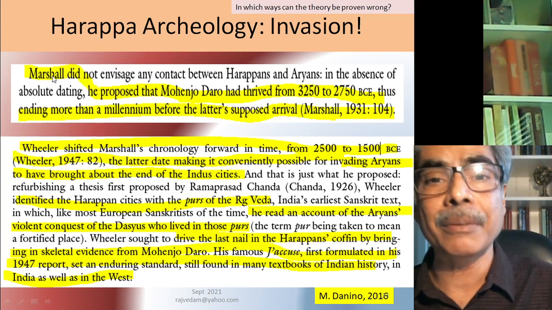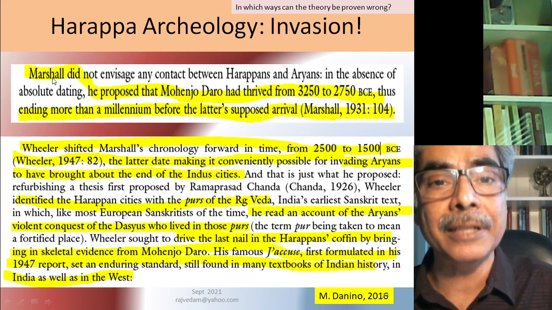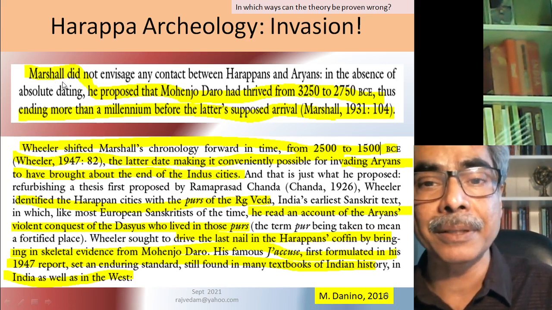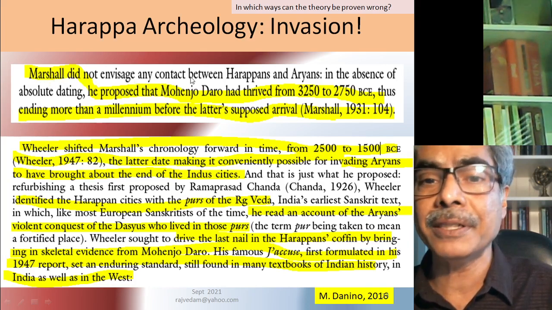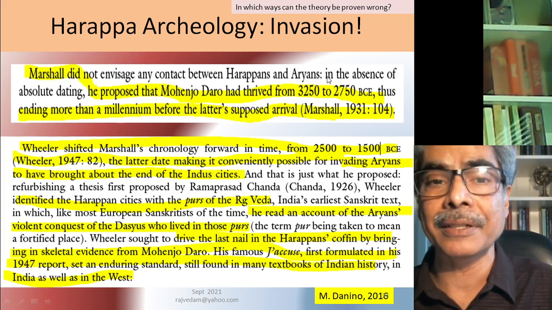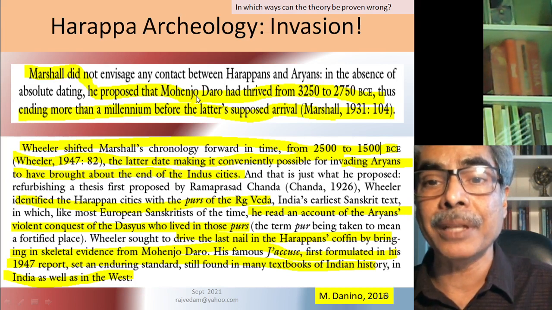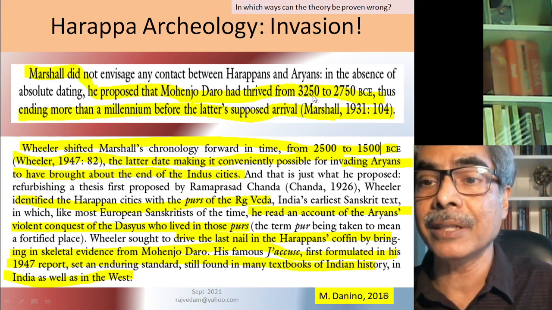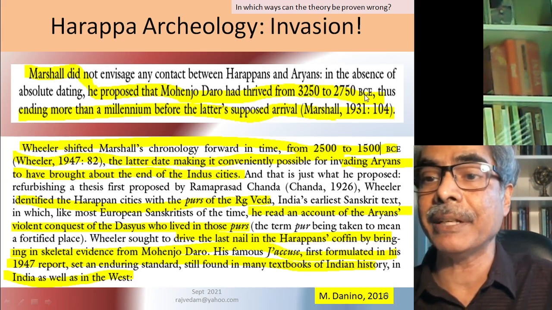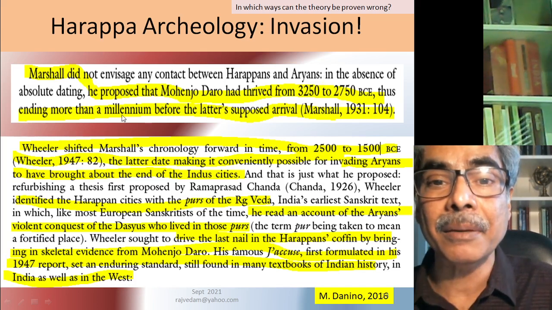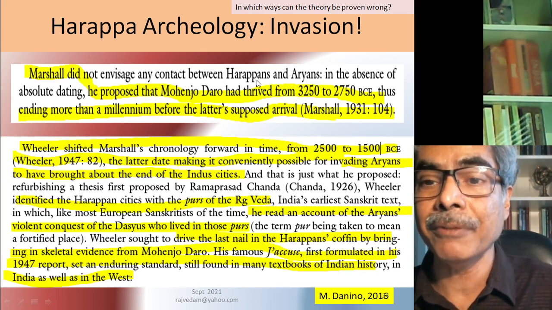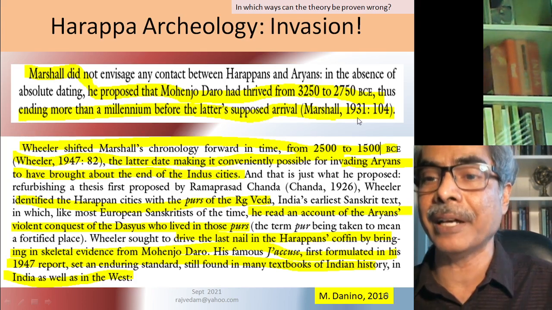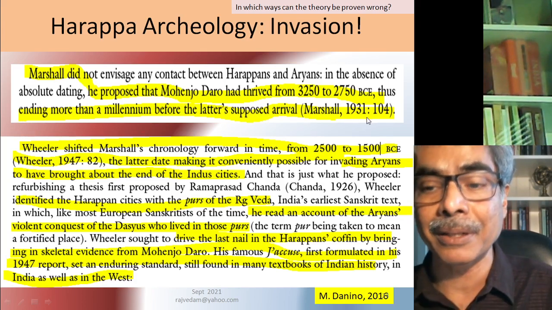So he says when Marshall worked initially in the Indus Valley civilization at Harappa, he did not envision any contact between Harappans and Aryans. And he proposed that Mohenjo-daro had thrived from 3250 to 2750 BCE, ending more than 1,000 years before the Aryans' supposed arrival in his work in 1931.